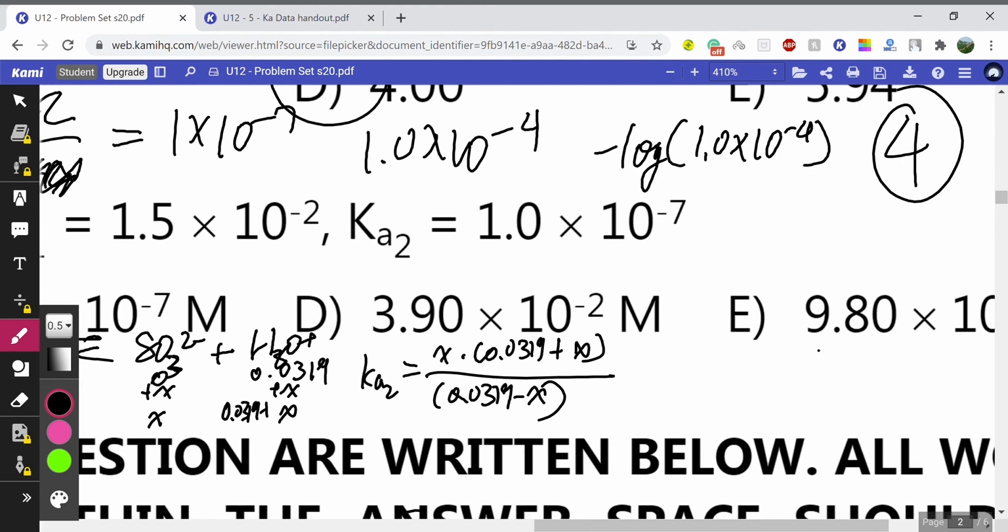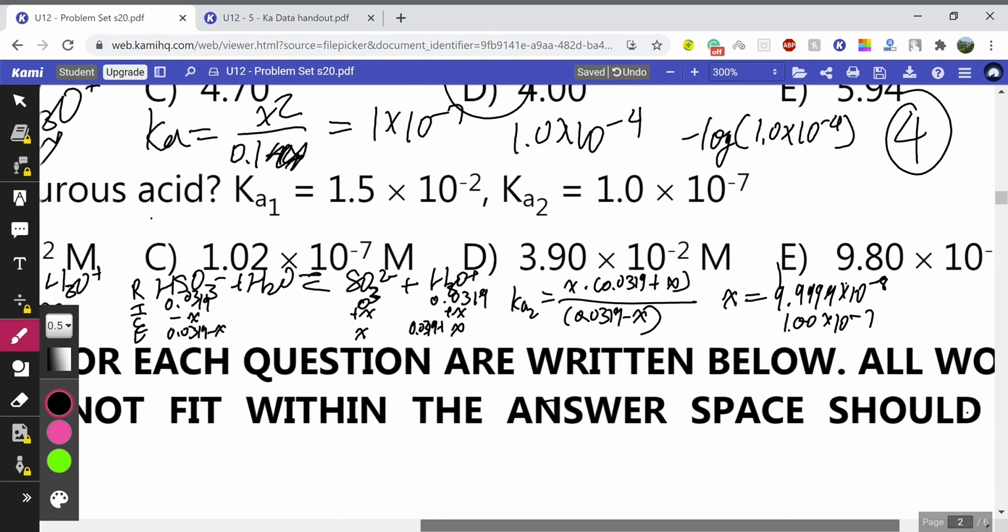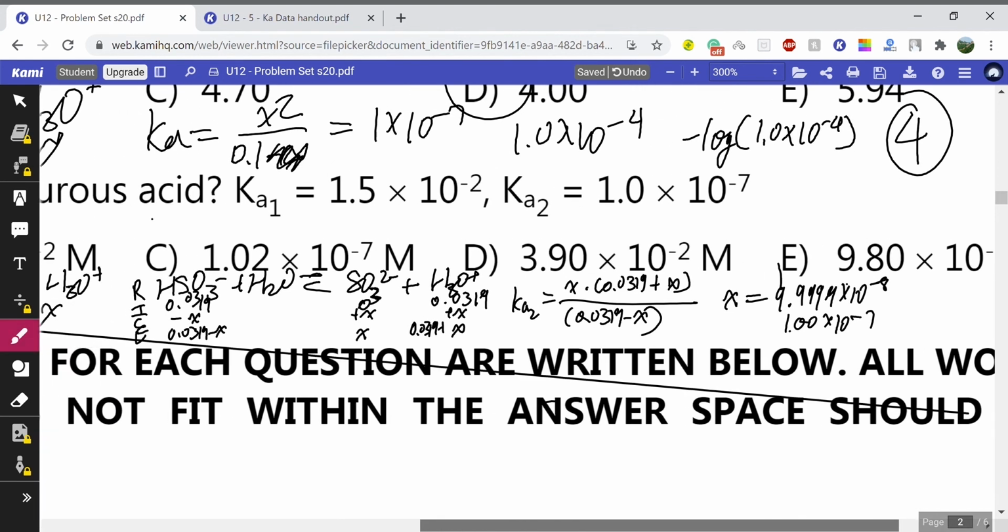And this will give us a final x value. Again, x is our SO3 2 minus, so let's see what this final x value will be. Our final x value will be 9.9999 times 10 to the negative 8th, which rounds up to 1.00 times 10 to the negative 7th, and that is our answer for C. So our final answer for this one is going to be C.